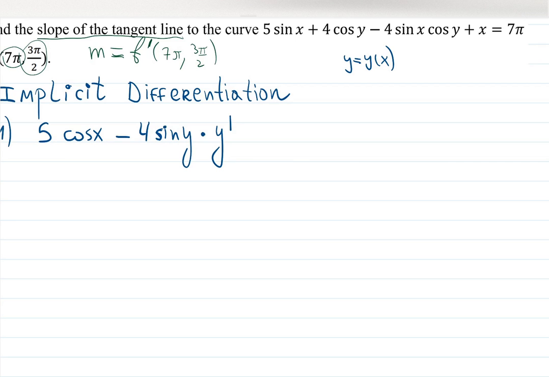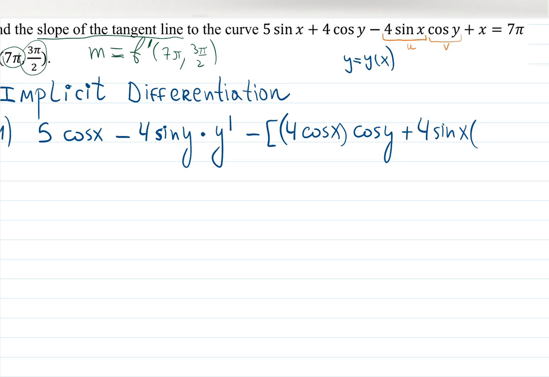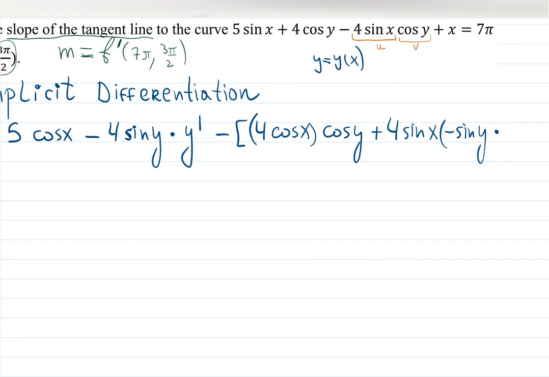Move on. Next piece requires product rule. Let's have 4, let's not include the negative sign. Let's have 4 sine x to be u, cosine y to be v, and start differentiating. Minus brackets. Derivative of 4 sine x is 4 cosine x, copy cosine y, plus copy 4 sine x, differentiate cosine y, negative sine y. Is that all, or did we forget something? You're right, times y prime.